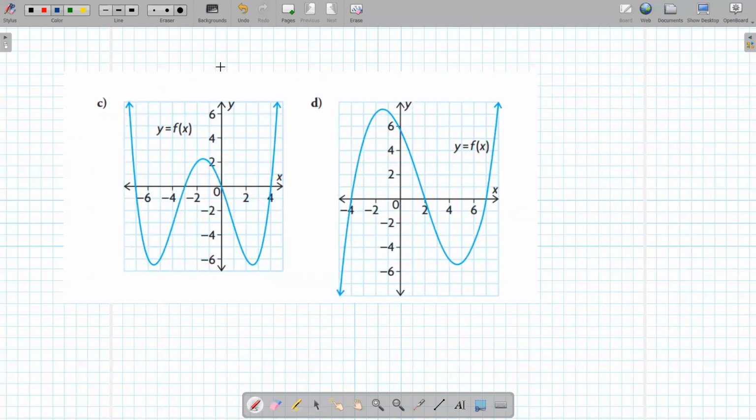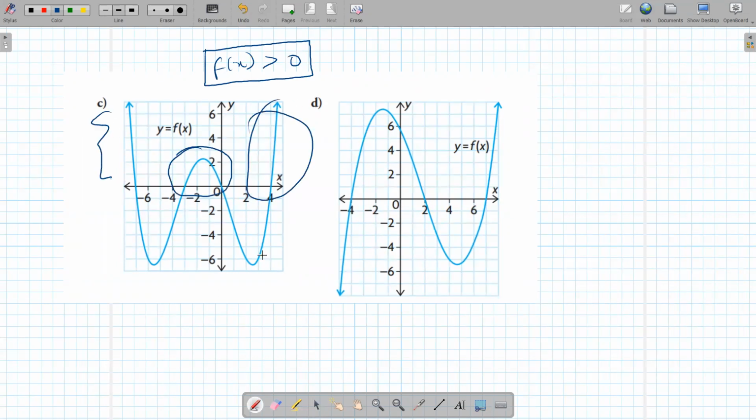Okay, for C, I want when f of x is greater than 0. Just strictly when f of x is greater than 0 for C. It's over here, that's 1. That's in the middle here, that's 1, and then there's a third one here. Greater than 0 means positive.